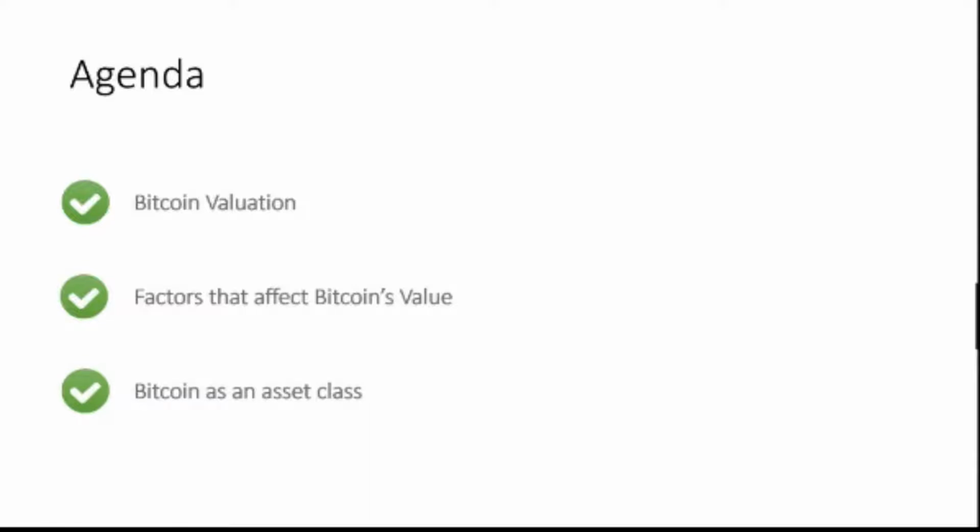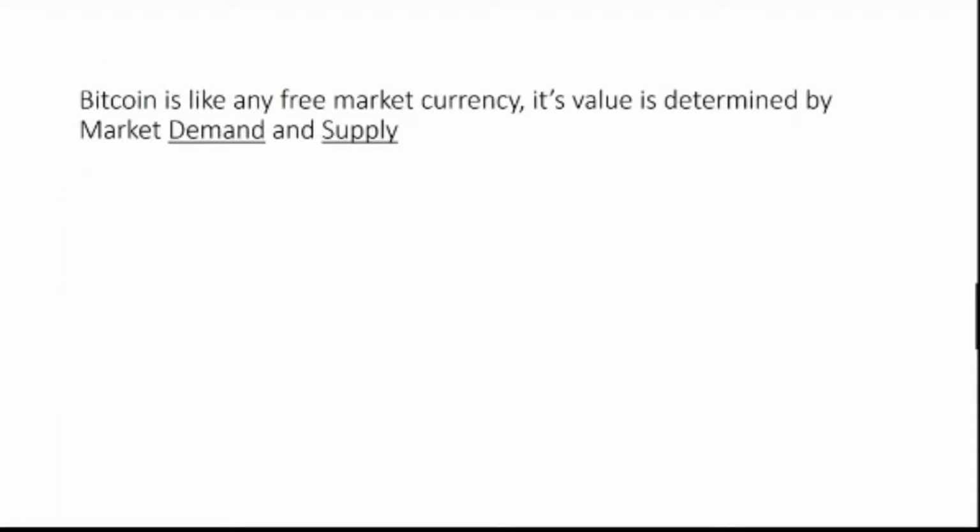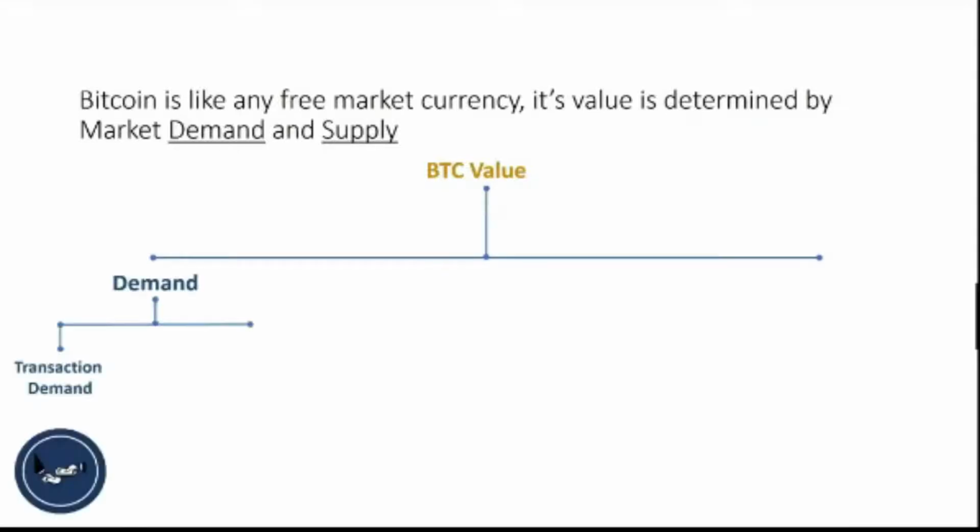So Bitcoin is like any free market currency. Its value is determined by the market forces of supply and demand. Let's look at the first factor, demand. Now, there are two primary sources of demand for Bitcoin, like any other currency. First, transactional demand. Bitcoin has been accepted as a legal tender in some parts of the world. People in these areas use Bitcoins to make daily purchases, from coffees to cars.